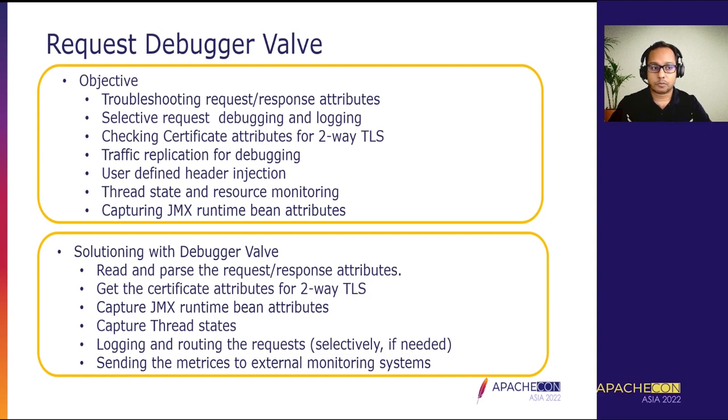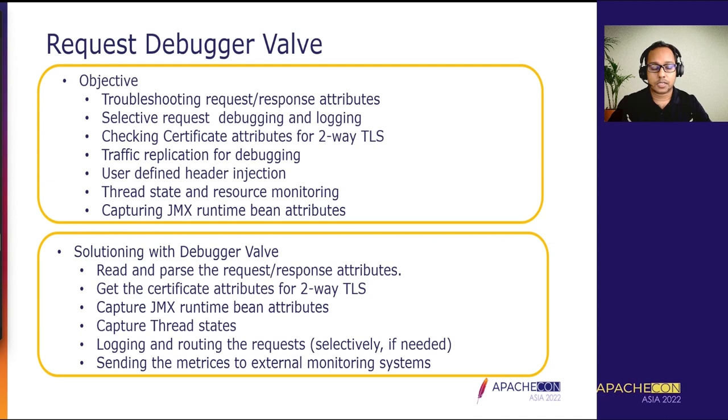You certainly can't put a request dumper filter on a Tomcat instance that processes hundreds of requests every few seconds. The log writing itself will be a very resource intensive operation, right? What can you do in such cases? You can write the request debugger valve to capture the logging on selective requests, thus avoiding the logging for requests that you are not interested in.